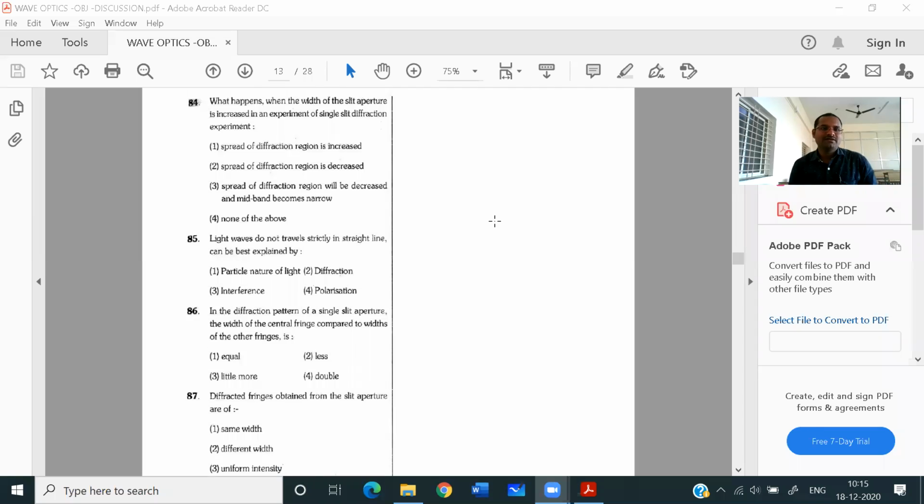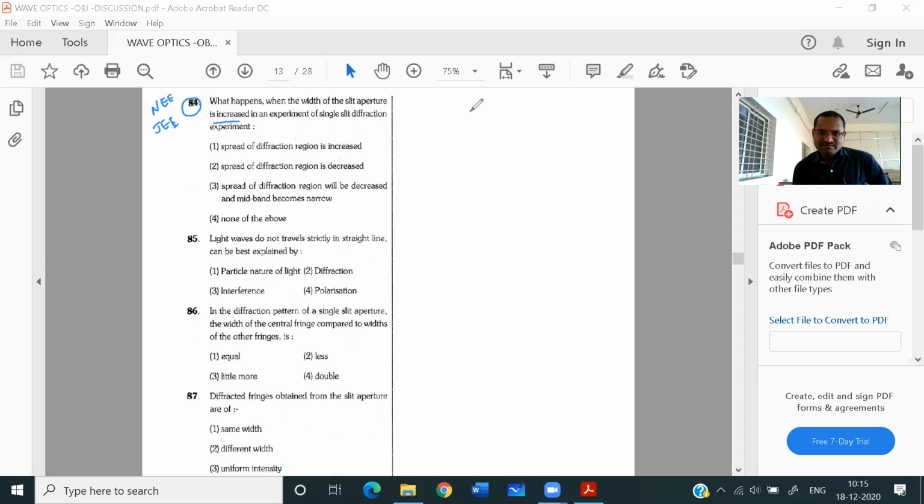Question number 84. Yeah, this is an important question, students, important. What happens when the width of the slit aperture is increased in a single slit diffraction experiment?